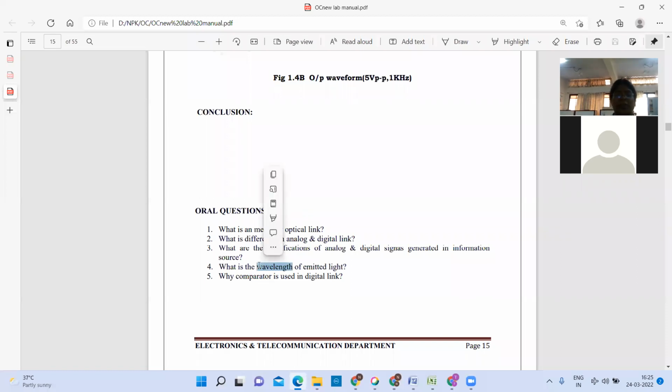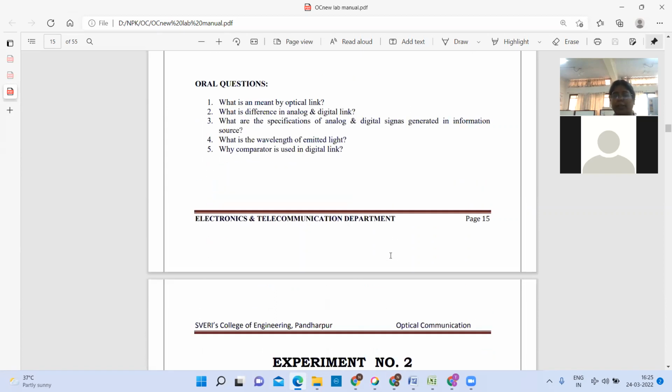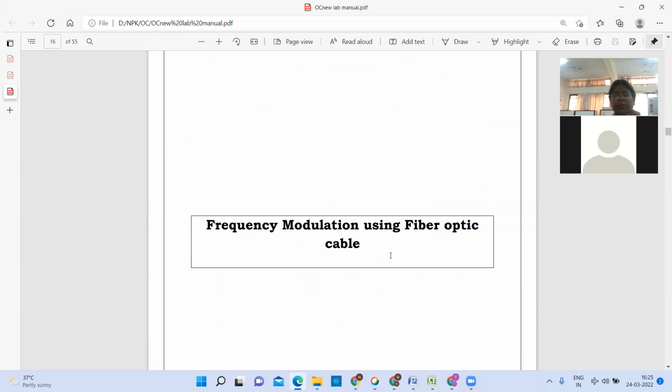So today I have just given you the idea about the basic experiment. Then next, what is the wavelength of the emitted light? Suppose on the kit there are two LEDs. One LED is having one wavelength and another LED is having a different wavelength of light. Then that we have to understand. Okay, so wavelength is an important parameter to decide the properties of light. So this is about the basics.